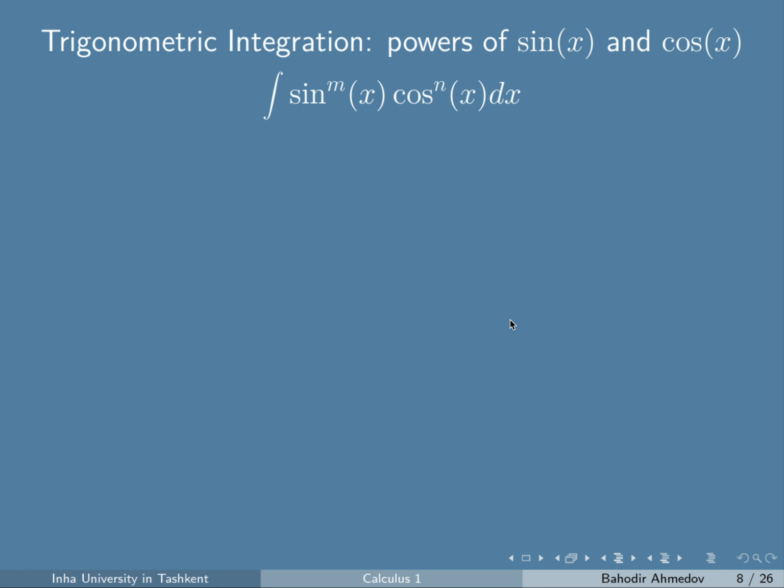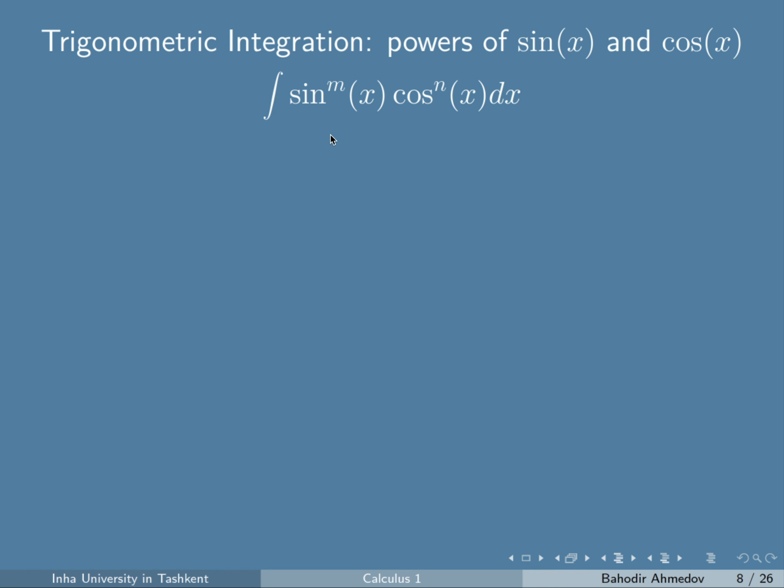We're going to talk about the integration of trigonometric functions in this form, where we multiply the sine and the cosine with different powers. We're going to differentiate 3 types of this kind of case, trigonometric integration when we multiply the sine and cosine. So the first case is when the power of the cosine is odd.